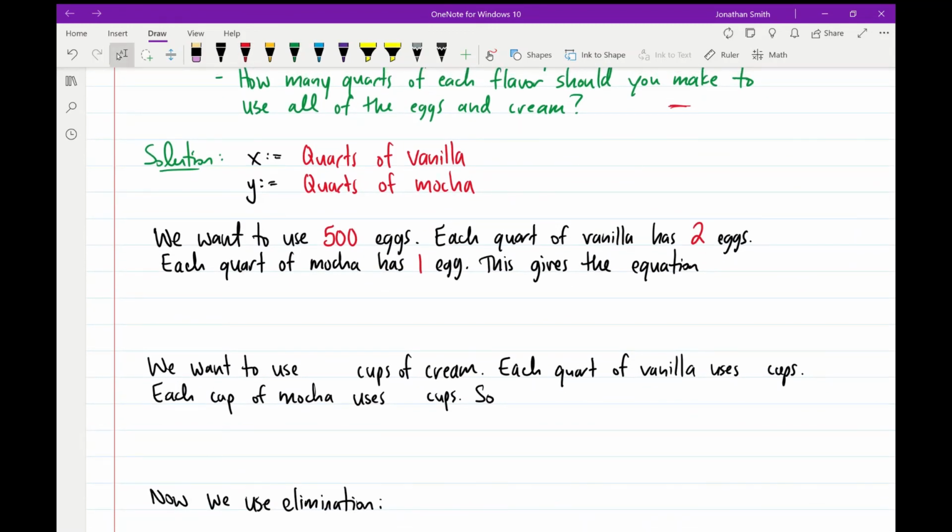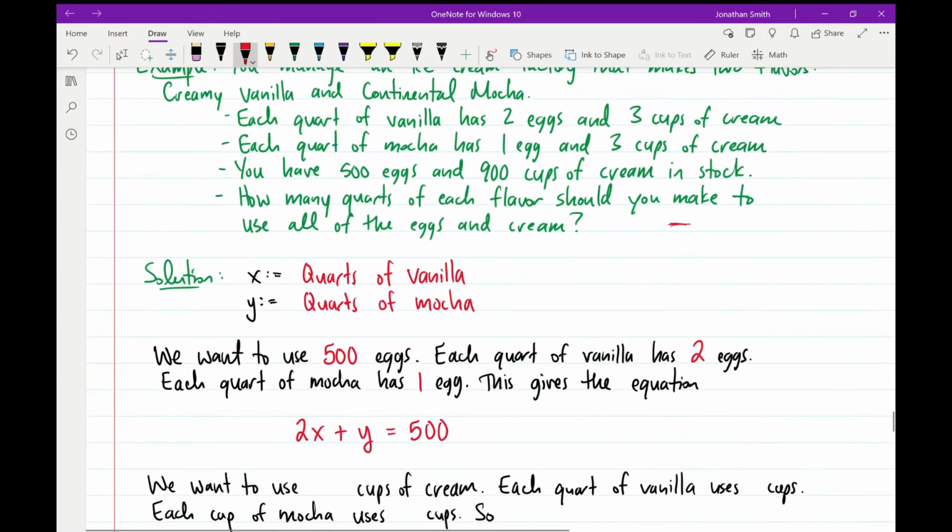So if I want the total number of eggs that I use as a relation of the quarts of vanilla that I produce and the quarts of mocha that I produce, well, I have 2 eggs times the number of quarts of vanilla that I produce. So 2 times x, and that's all of the eggs that I'm going to use for vanilla ice cream, plus the eggs that I'm going to use for the mocha ice cream. For the mocha ice cream, I'm going to produce y quarts of mocha, and for each quart I only get 1 egg. So I want 2x plus y to be equal to 500. So this is our first equation.